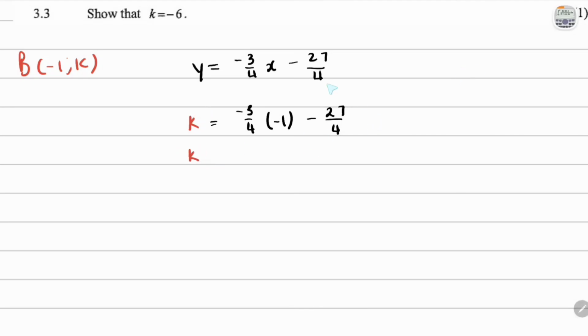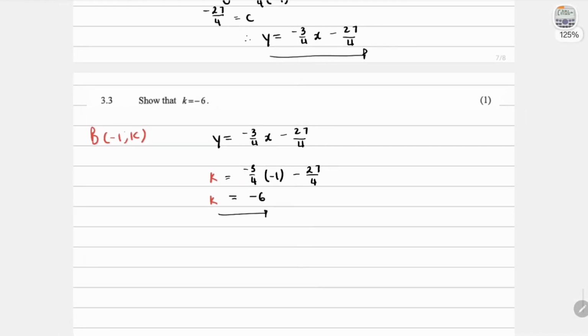So k is equal to, and then we'll just find that. And the answer here is, that's going to be 3 over 4 minus 27 over 4. 3 minus 27 is negative 24. So 24 over 4 is 6. And remember, it's going to be negative because that's 3 minus 27. So that is negative 6. And indeed, k is equal to negative 6.